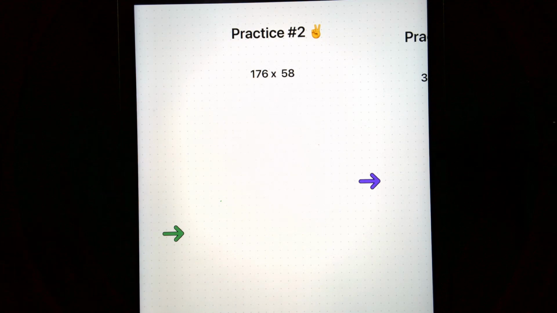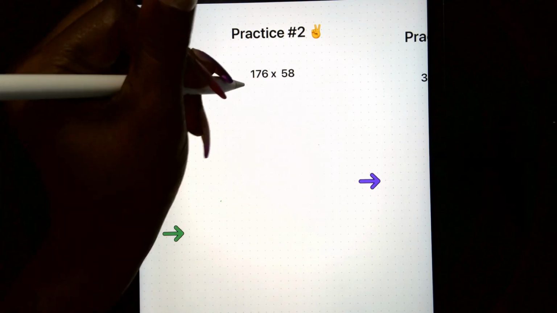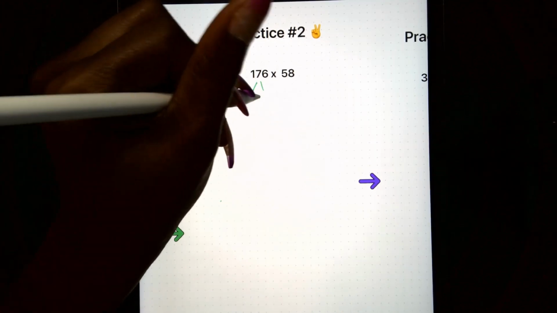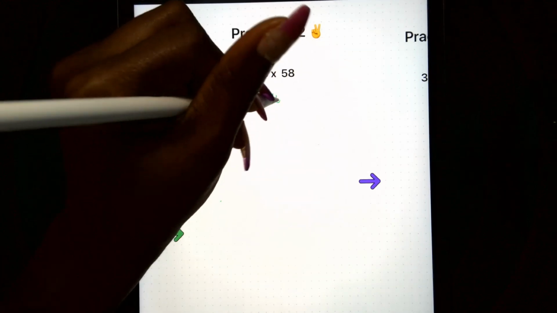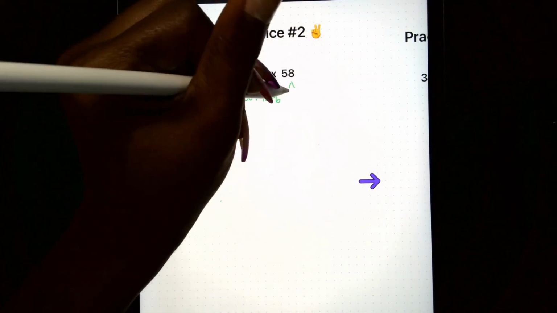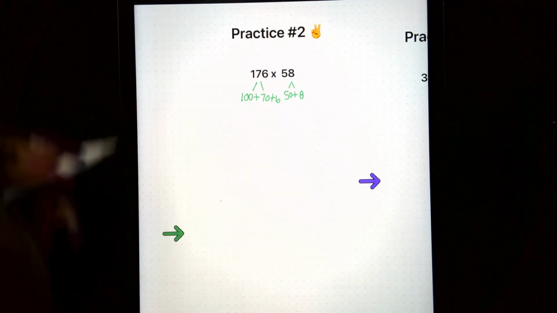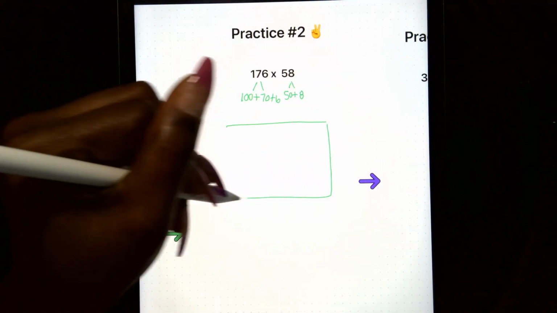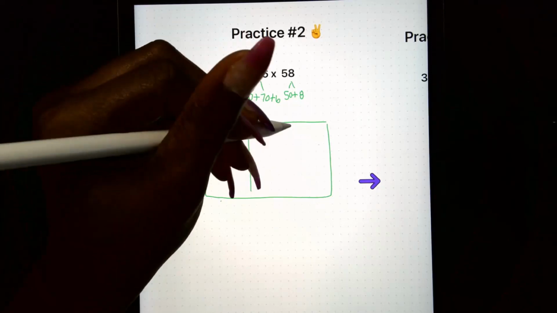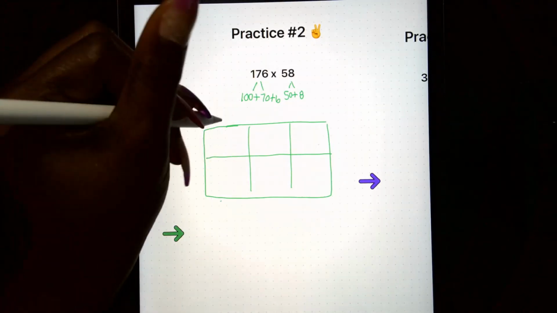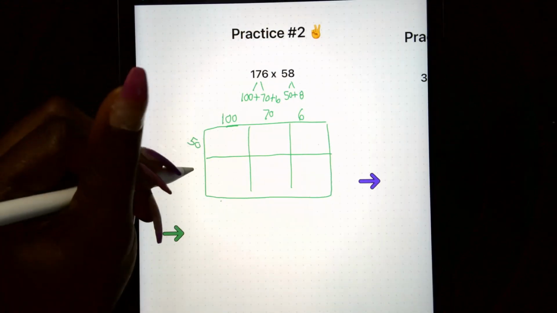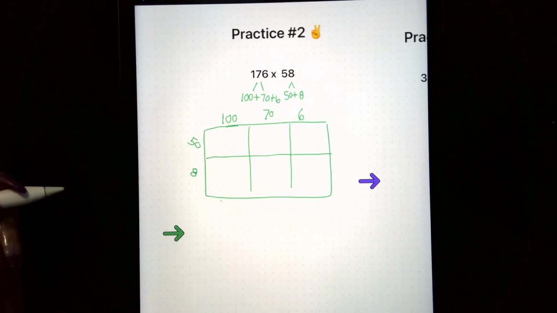Okay, let's repeat this same process. Let's decompose 176. 100 plus 70 plus 6. 50 plus 8. So I need a box that is 3 by 2. Now I can start multiplying.